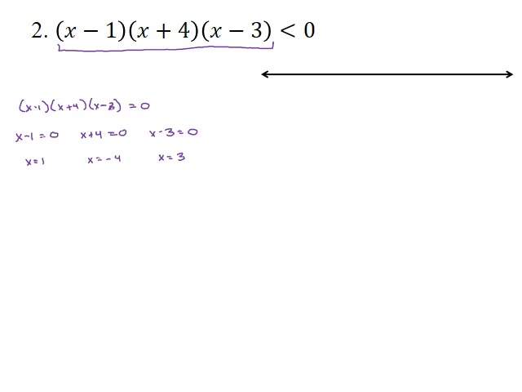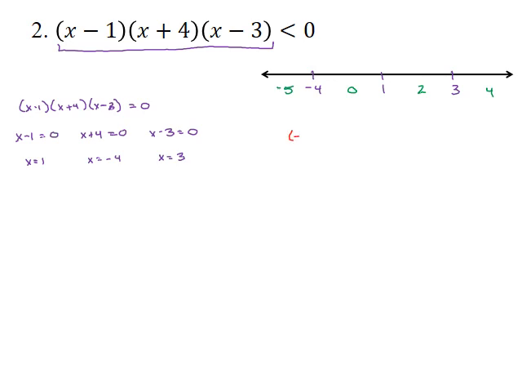Plot all 3 of those on the number line in order. So let's see, negative 4 will come first, then the 1 in the middle, then the 3 on the end. Pick out test values. So pick out some numbers, and inside all these numbers, I'm going to pick negative 5, 0, 2, and 4. All 4 of those numbers need to get plugged back into the original expression. That's the left-hand side here.